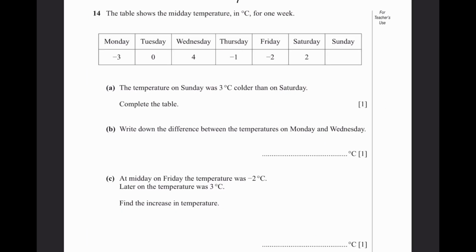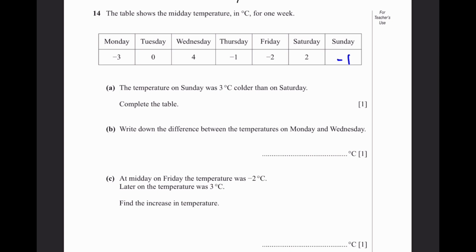Question 14. The table shows the midday temperature in Celsius degrees for 1 week. A. The temperature on Sunday was 3 degrees colder than on Saturday. Complete the table. So on Saturday, it was 2 degrees Celsius. 3 degrees colder means minus 3, and we get 2 minus 3, which is negative 1. That's the answer.